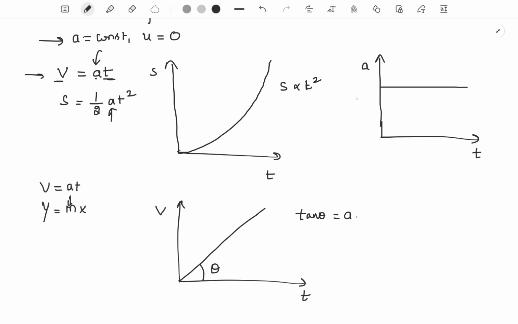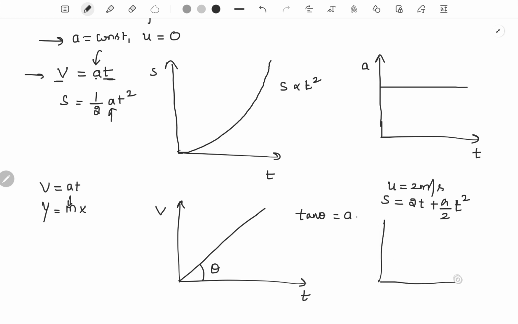Okay, what if the initial velocity was not zero? How would the graphs look? Let's say we had a case where the initial velocity was 2 meters per second. Then the acceleration time graph would be the same, and the displacement time graph would vary a little bit, but it would still be a parabola itself. In that case, the displacement relation would be 2t plus a by 2 t square. Still it would be a parabola.